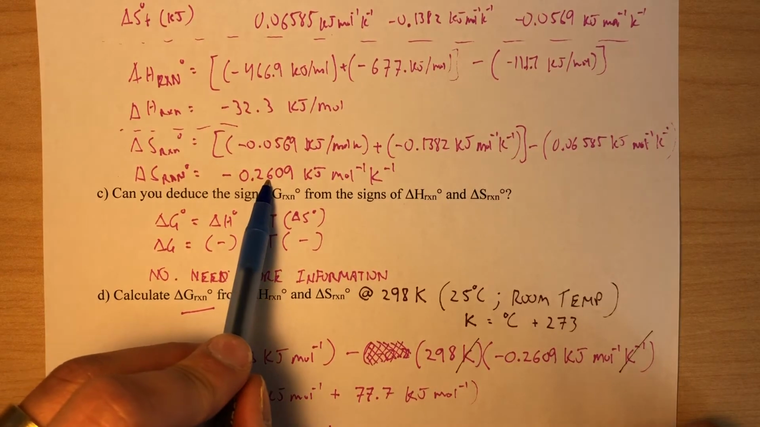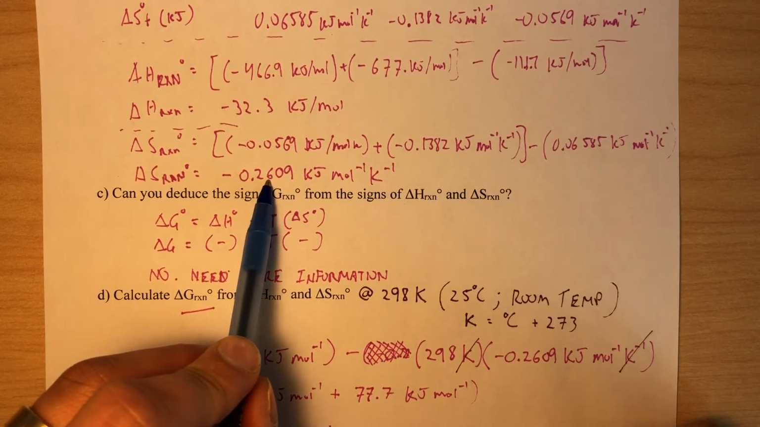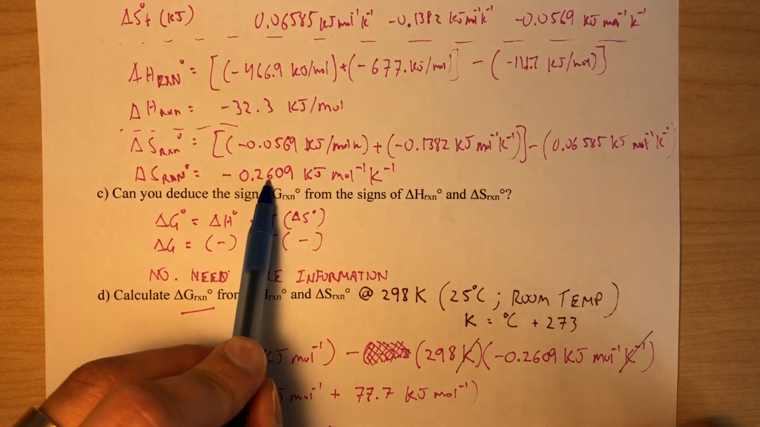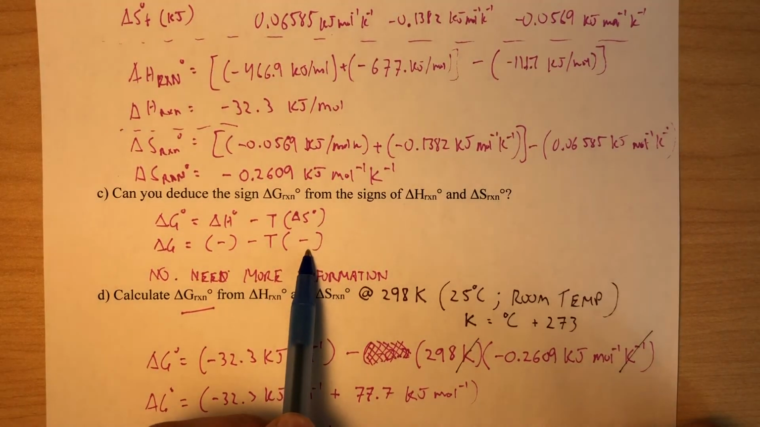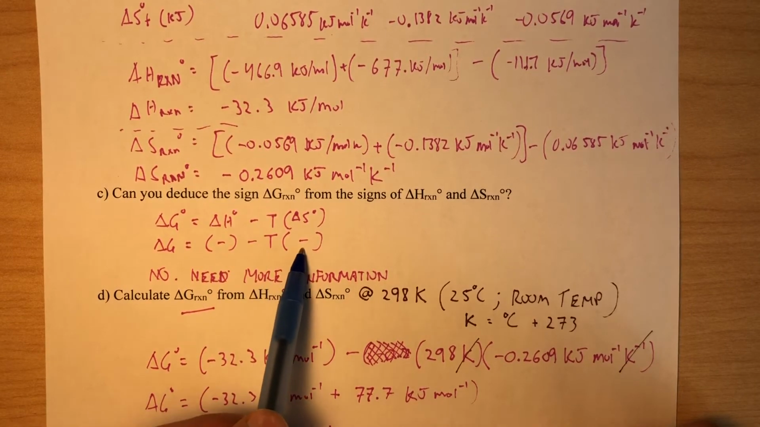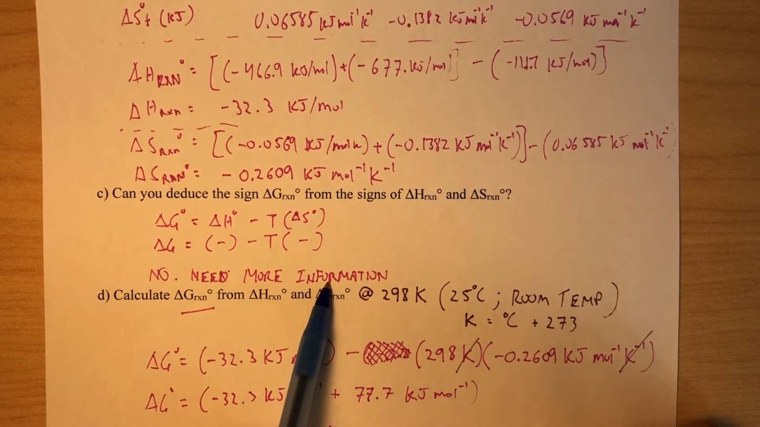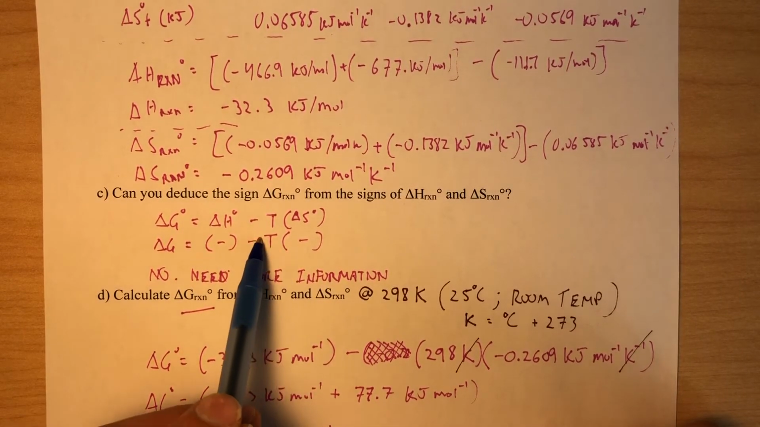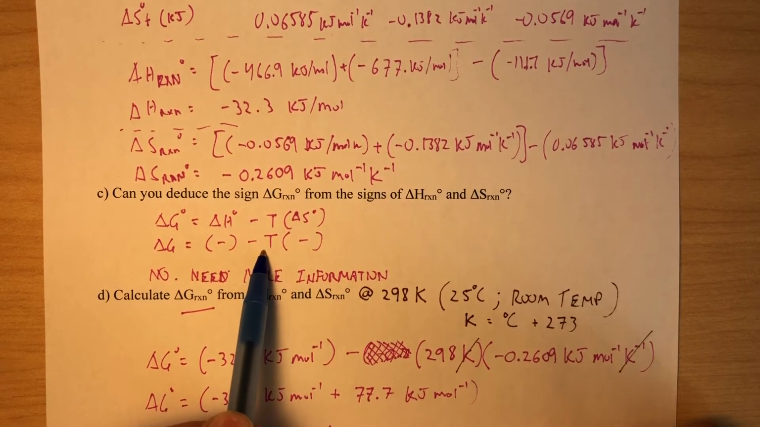Our delta S for the reaction is negative, so we are increasing order, we are decreasing disorder. So that gets a negative sign here. If you have a negative value minus a negative, we cannot actually tell if that's always going to be positive or if it's always going to be negative. So we need more information. Turns out that is a temperature-dependent value.